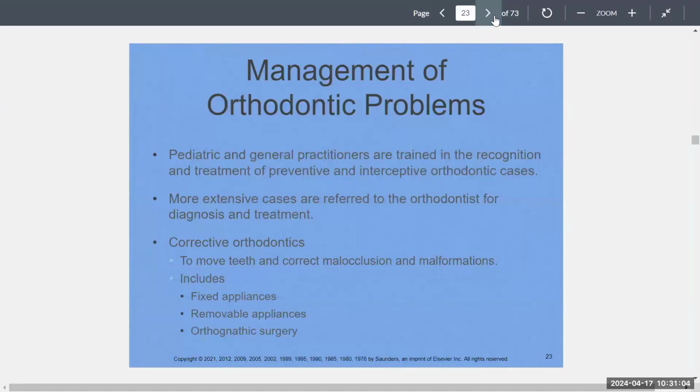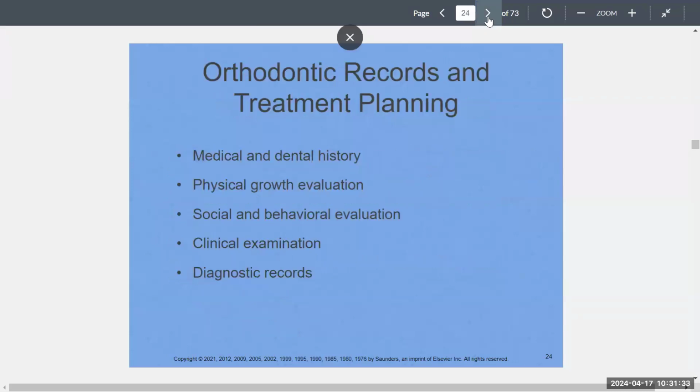All right. So we want to talk a little bit about managing the orthodontic problems. We do have corrective orthodontics to move the teeth and correct these malformations or malocclusions. They can range from a fixed appliance, meaning it's in the mouth and doesn't get removed, or a removable appliance, like Invisalign, which you actually remove, or actual orthognathic surgery. So some of these things can be pretty intense or very much involved.